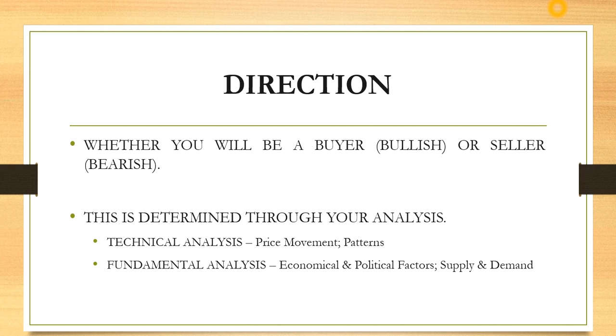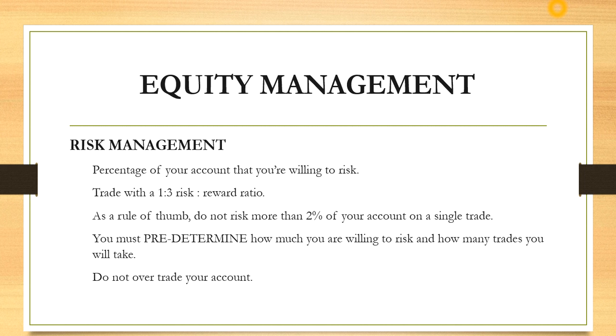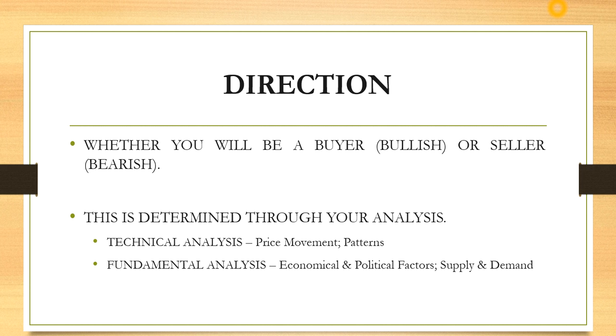Now, outside of equity management, so equity management is the number one thing. Next thing you must consider is your direction. Outside of equity management, direction is the most important thing, right? Now, direction simply speaks to whether you believe the market is going to go up or the market is going to go down. The market can only go up or down. So it's either you're going to be a buyer, you're going to be bullish, or you're going to be a seller, you're going to be bearish. So it's either you're going to buy or sell the market.